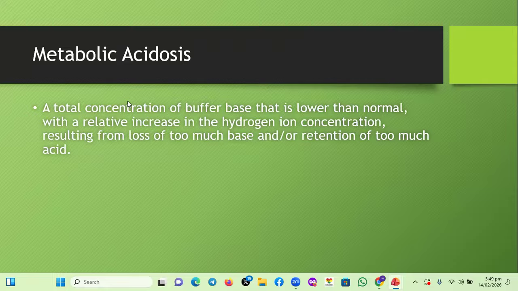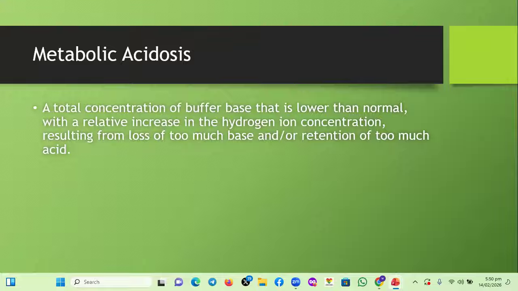Then let's talk about metabolic acidosis. So now we are done with respiratory issues. When you hear about respiratory alkalosis or respiratory acidosis, you know where the problem is coming from. The problem is coming from what? The lungs, or the respiratory system.